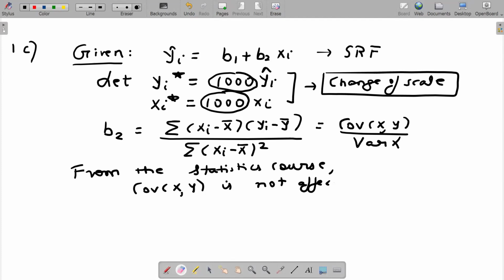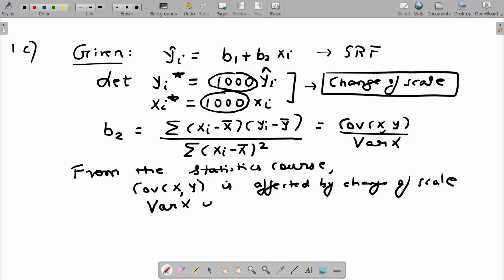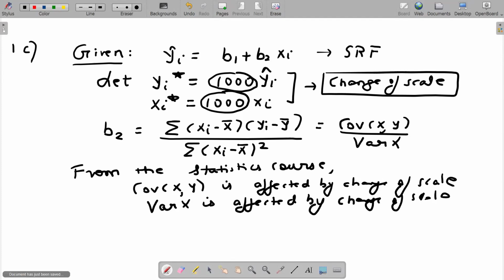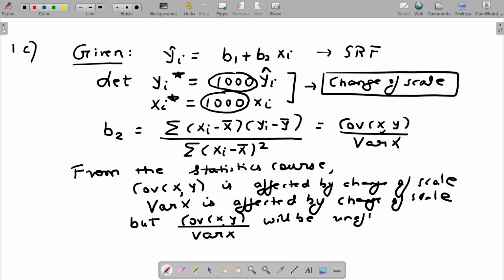Covariance of xy is affected by change of scale. Variance of x is affected by change of scale, but their ratio is not affected by change of scale. The ratio covariance xy over variance x will be unaffected by change of scale.